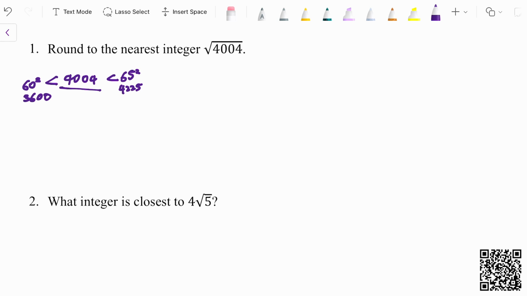And since it seems like 4004 is leaning more towards 65, aka the greater number side, we can start with trying 63, which is kind of in the middle, but there really is no middle. But it's sort of in the middle, also leaning more towards 65, just like 4004. So taking that idea, we can try finding the square of 63, which is equivalent to 3969.